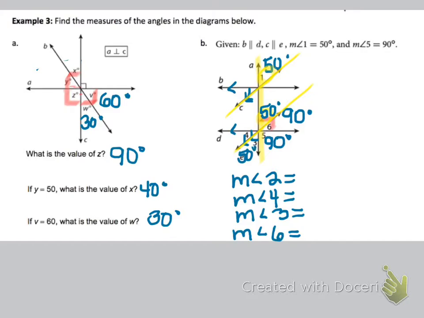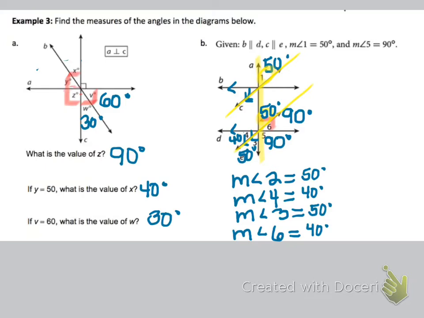So we've got 2 is 50. We've got 3 is 50. Okay, if angle 3 is 50, angle 4 must be 40 degrees because the two angles together have to make 90, right? And then if angle 4 is 40, then angle 6 must be 40 also because those are vertical angles as well. So just knowing this relationship between parallel lines and the fact that a line that's perpendicular to one of those parallel lines must be perpendicular to the other, we're able to find all these missing angles.